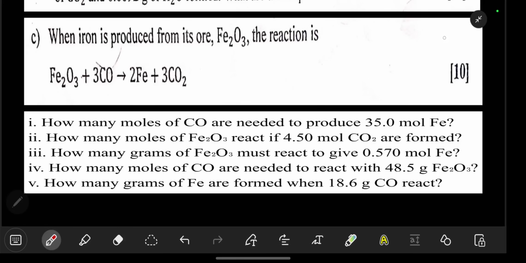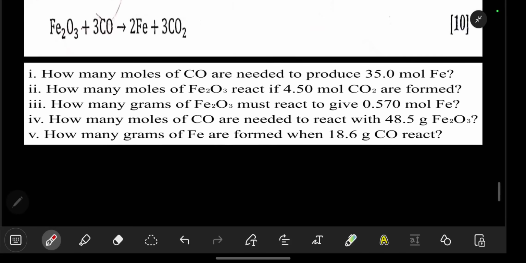So here we have, when iron is produced from its ore, the reaction is this. The first question says, how many moles of carbon monoxide are needed to produce that?